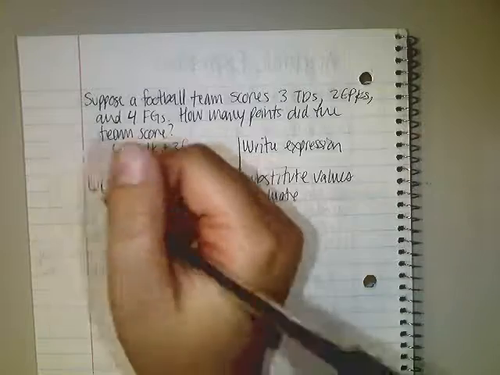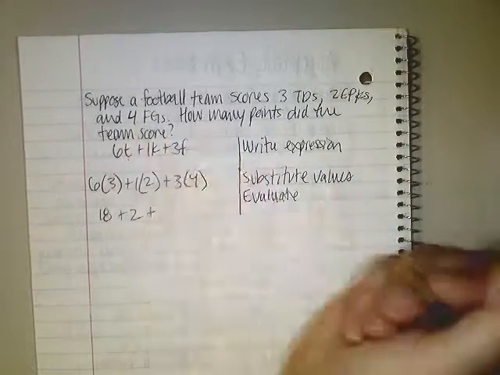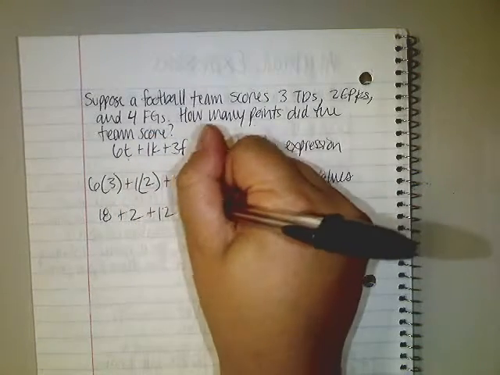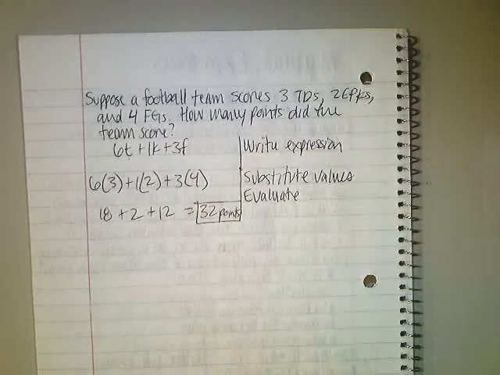6 times 3 is 18. 1 times 2 is 2. 3 times 4 is 12. And if I add those up, I get 20 plus 12, which is 32 points. And that is my answer.